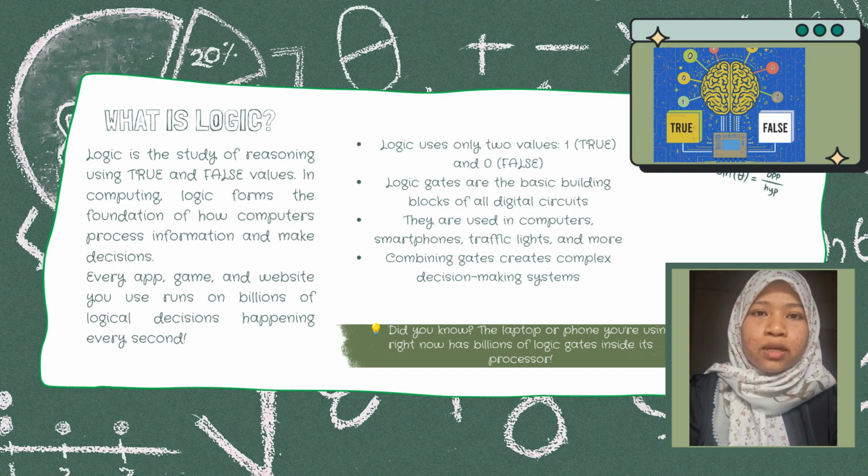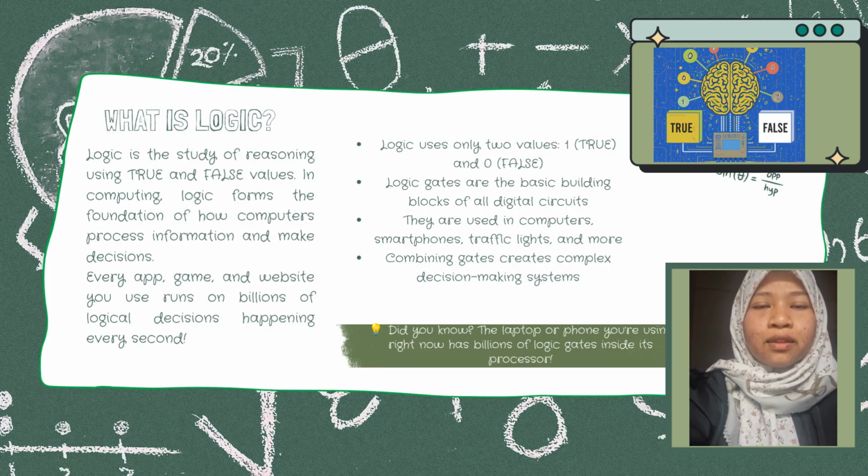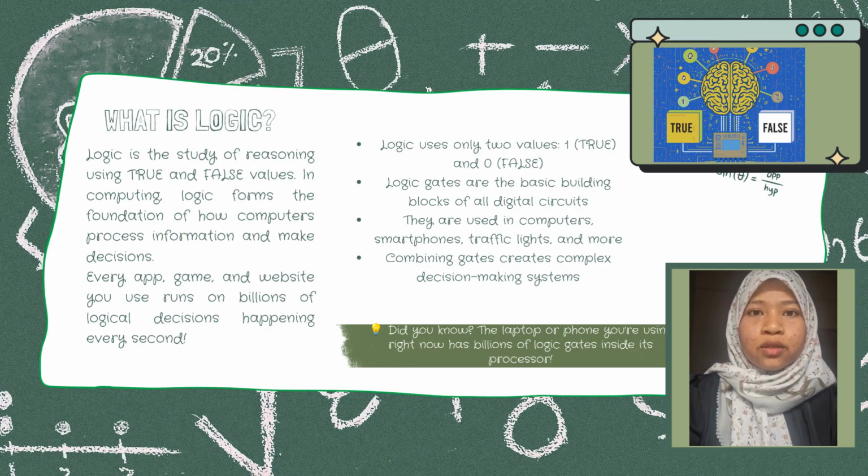Today, we will be covering what logic is, the 6 fundamental logic gates, AND, OR, NOT, XOR, NAND and NOR, their truth tables and how they are applied in our everyday lives. So, without further ado, let's get started.